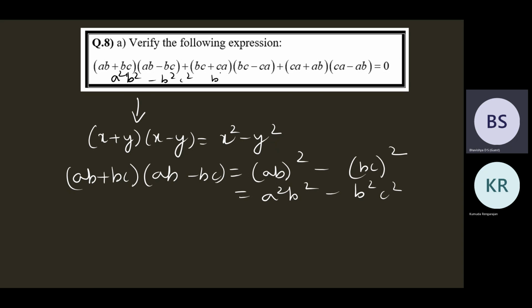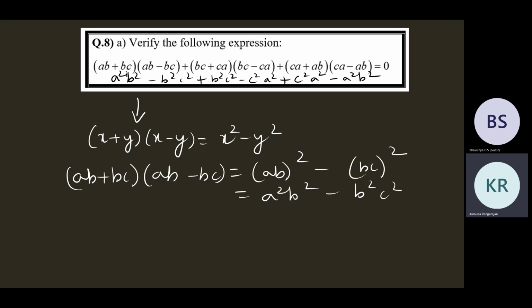Ma'am, b square c square minus c square a square, ma'am. And for this one, it will be c square a square minus a square b square, ma'am. Now what happens? There's a square b square minus b square c square plus b square c square minus c square a square plus c square a square minus a square b square. All gets cancelled. Answer is 0. Very good, Bhavishya. You got it yourself.